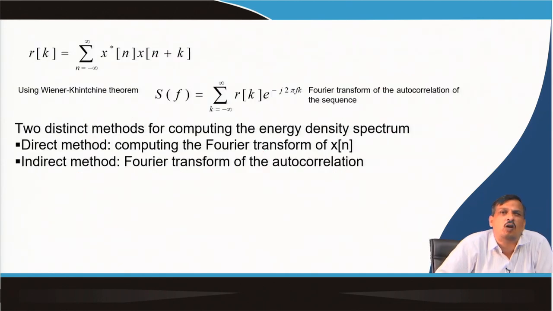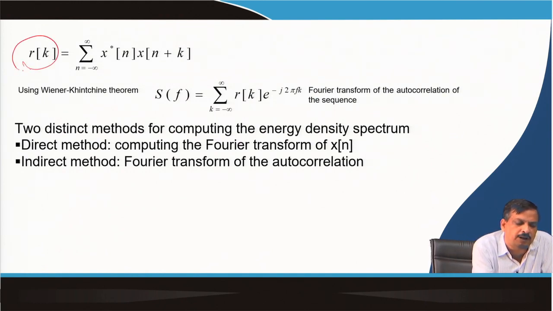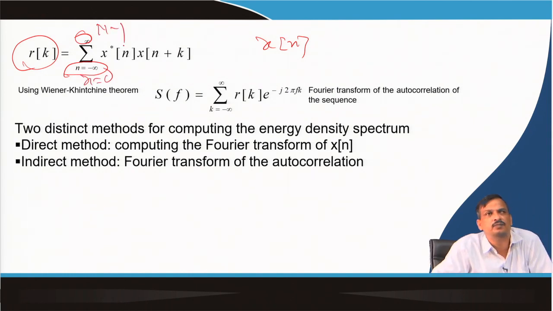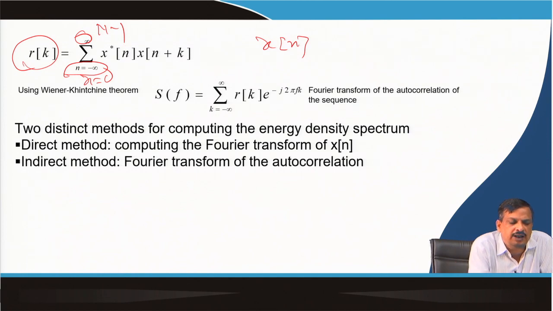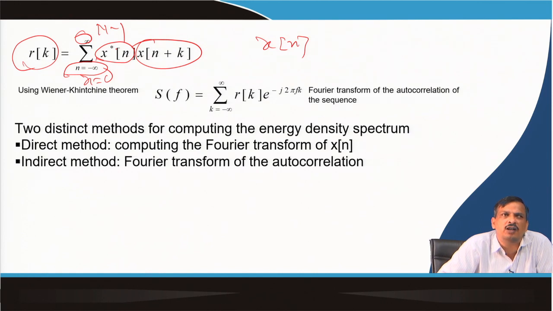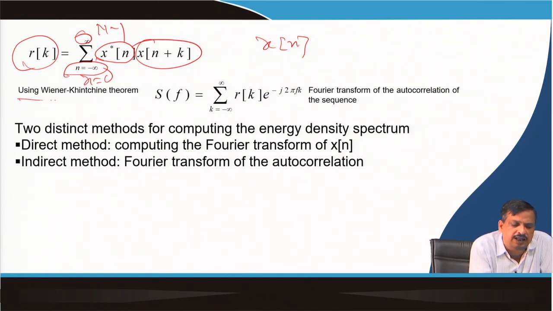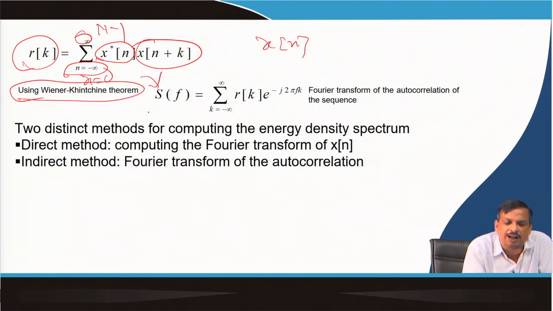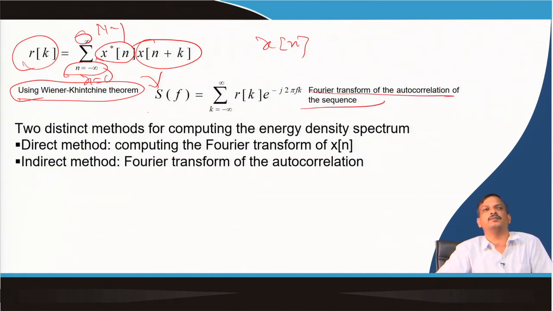Now, what is autocorrelation? Let us say R k is the autocorrelation function. So, I know if the x of n is of infinite duration, then the sum is from minus infinity to infinity. If it is of finite duration, then n equal to 0 to N minus 1, which is nothing but x star of n multiplied by x of n plus k. This is autocorrelation. So, using the Wiener-Khinchin theorem, they said the same spectrum can be calculated from the Fourier transform of the autocorrelation sequence.